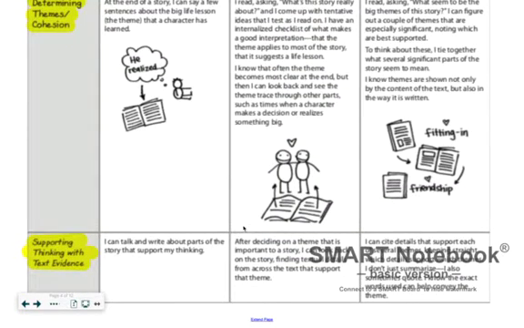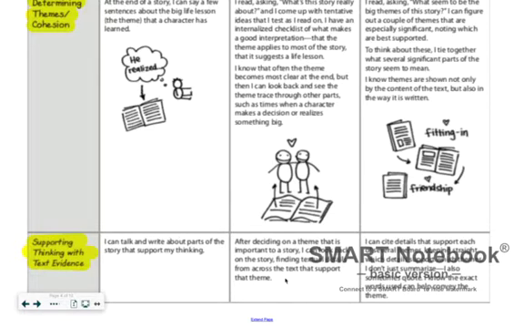So in fourth grade, at this time, in your historical fiction unit, you're supposed to be tracing the different examples from the text to support that theme. And after deciding on a theme, this is supporting thinking with text evidence right over here. After deciding on a theme that is important in a story, I can look back on the story, finding text details from across the text. That's what's so important in fourth grade.